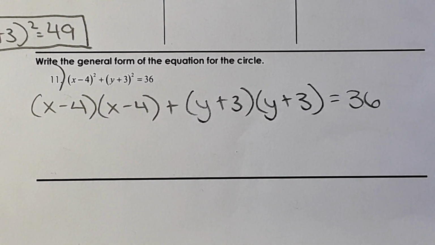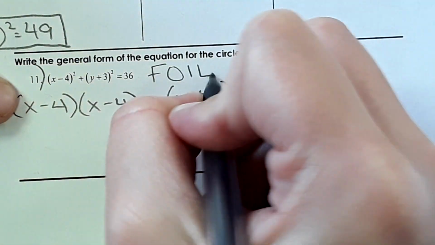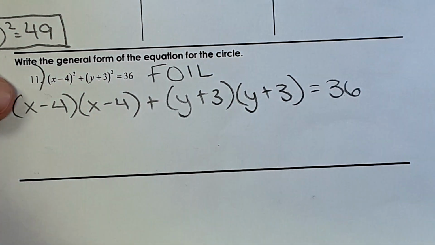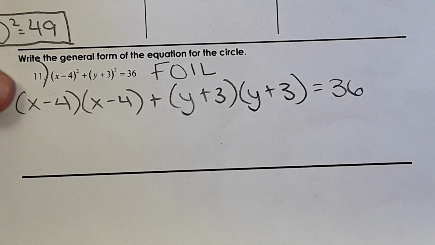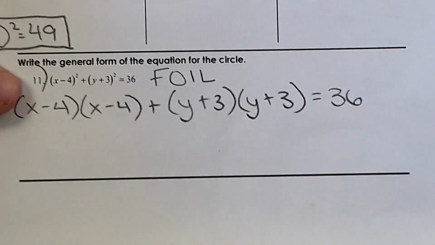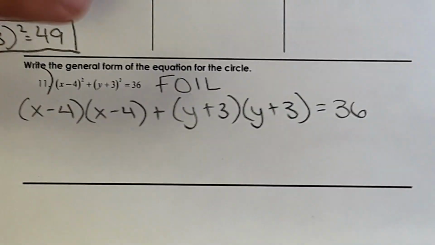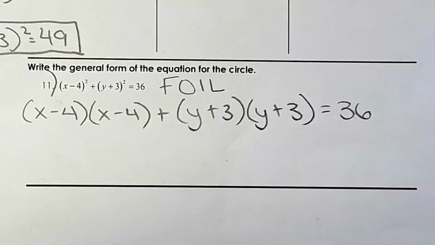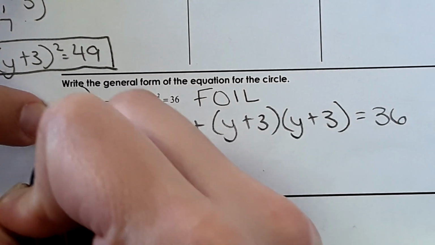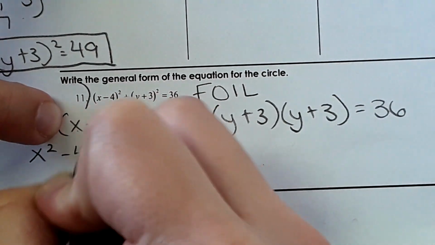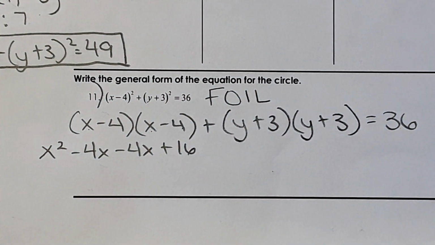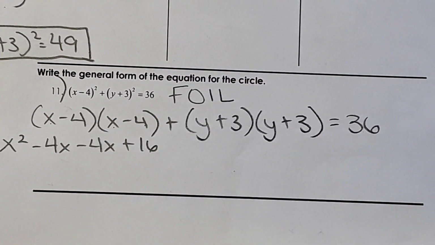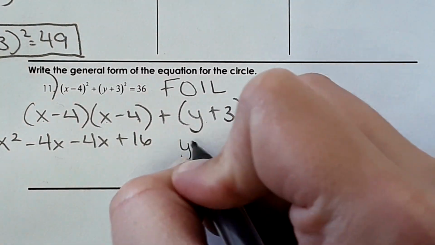Now, to continue solving this, we're going to use FOIL. Did your teachers tell you about FOIL, or how did they? Okay, is anybody not familiar with FOIL? They taught it to you, they just called it something different. Anybody not heard of FOIL before? Oh, all your teachers use FOIL. That's convenient. Okay. So FOIL stands for first, outside, inside, last. So we're going to use FOIL to expand this. So first would be x times x, which is x squared. Outside, negative 4x. And last 16. And then for the next one, same thing, we're going to FOIL this. Y squared.